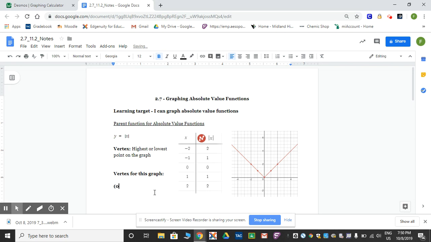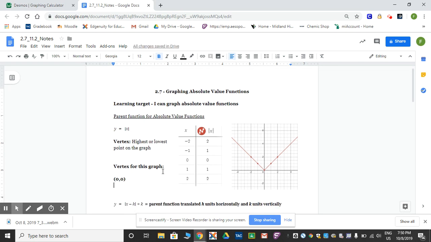A good general rule of thumb when you're graphing absolute value functions, or any kind of graph, is to find the vertex and pick a couple points to the left and right so you get the full picture. So if our vertex is at 0, 0, I went over to 1 and 2, and back to -1, -2. That's how I got my table, and that's how I would have graphed this.